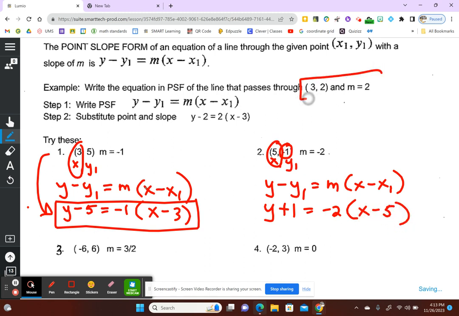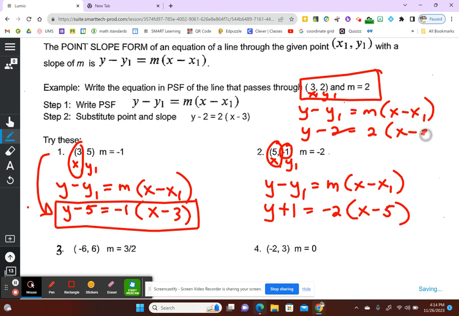And for this one up here, again, I label this x sub 1, y sub 1. So I'd say y minus y sub 1 equals m times x minus x sub 1. So I get y minus 2 equals 2 times x minus 3.